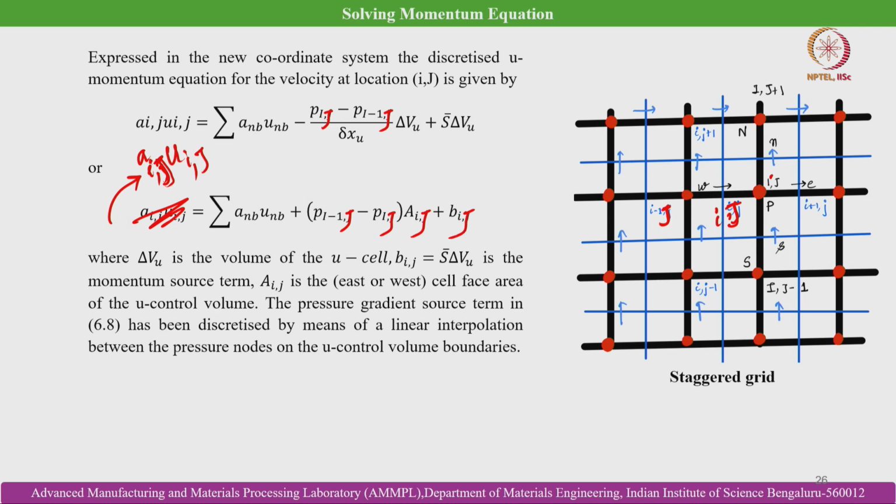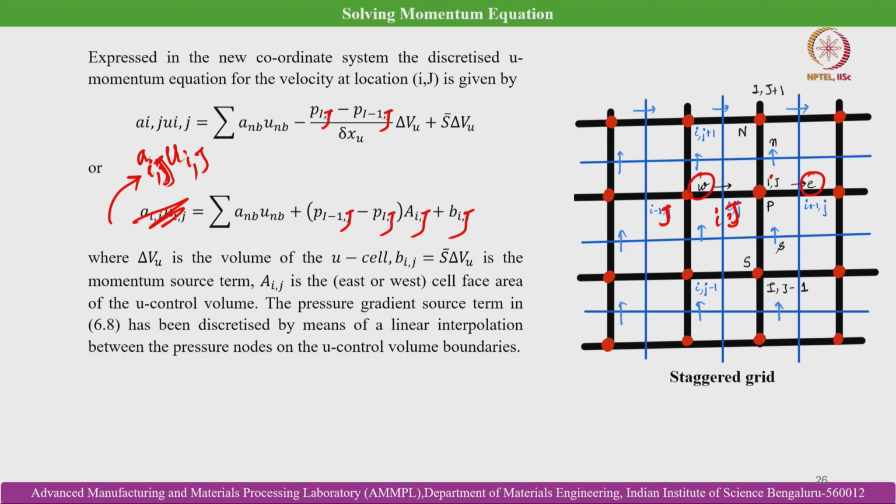So where delta V_u is the volume of the u cell and b_iJ is equal to S bar delta V_u, the momentum source term. So A_iJ is the east or west cell face. Here it will be even easier for you to understand. Here I will write: this is the east face and this is the west face. So we are centered around P. This is west and this is east face. We are focusing our calculation on these two faces.